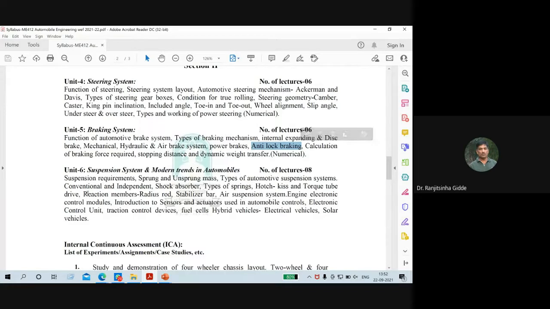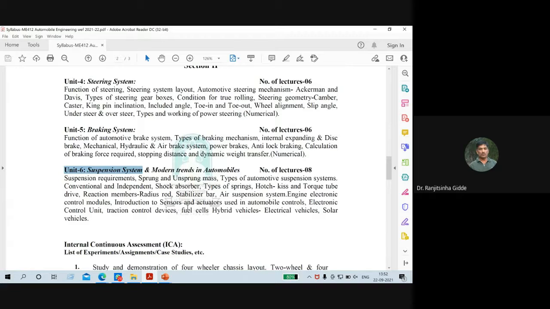Then there is another running system which is used to provide comfort to the passengers, and we call it the suspension system. The system which isolates the shocks experienced by the wheel, those are isolated with the help of the suspension system. Suspension system means the wheels are suspended with the help of the suspension system.